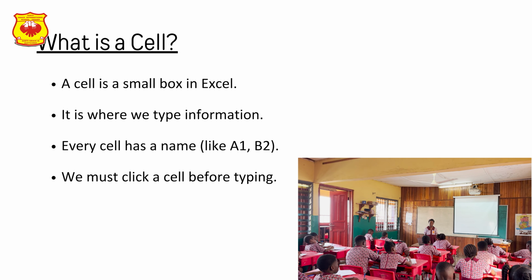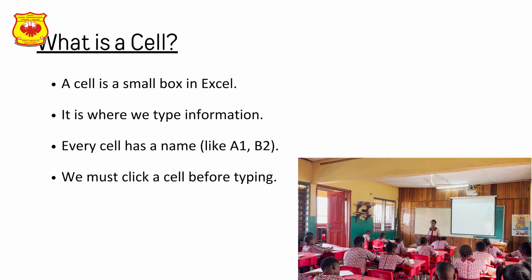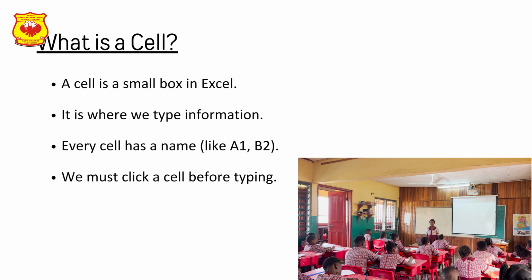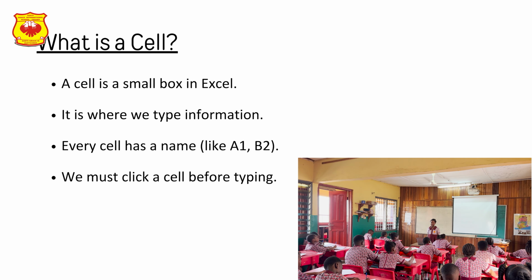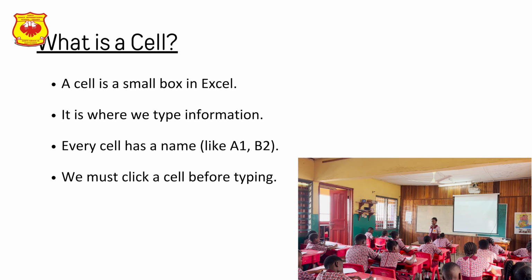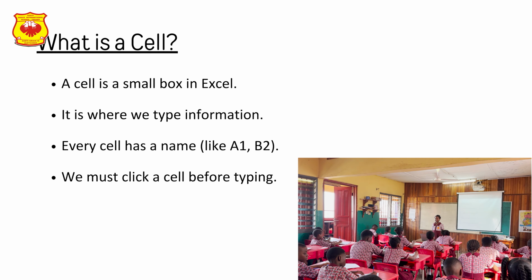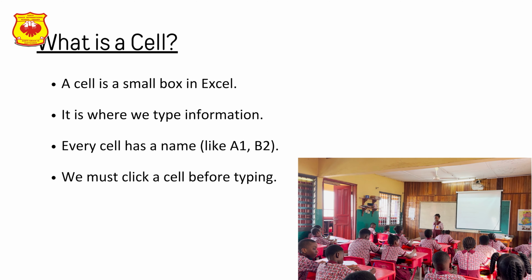What is a cell? A cell is a small box in Excel. It is where we type information. Every cell has a name like A1 and B2. We must click a cell before typing.